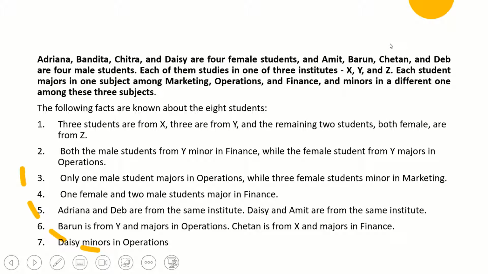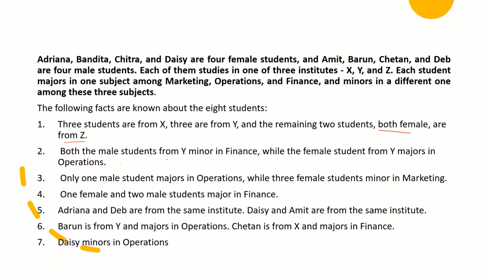So we have a total of 8 students, 4 female and 4 male. We have Adriana, Bandita, Chitra and Daisy. Amit, Barun, Chetan and Deb are 4 male students. Each of them studies in one of these 3 institutes, X, Y and Z. Each student majors in one of the subjects among marketing, operations, finance, and minors in a different one among the 3. 3 students are from X, 3 from Y, and the remaining 2 students, both female, are from Z. So we can comfortably say that the female students are from Z.